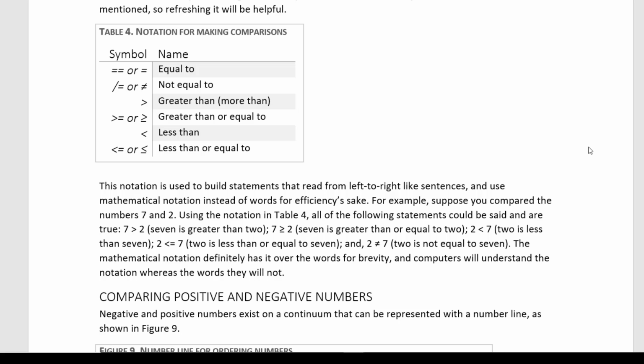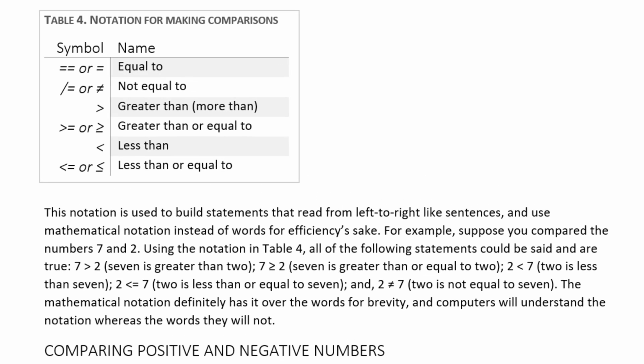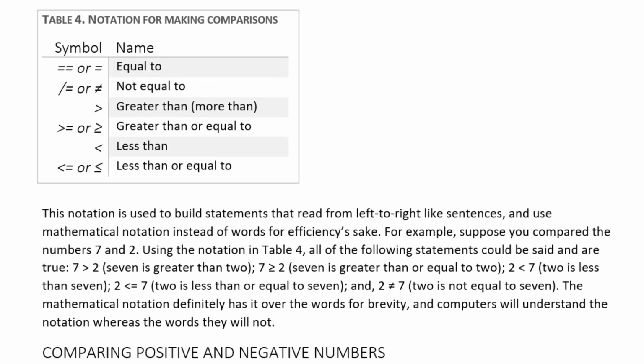Why do we need to know this notation? This notation is used to build statements that read from left to right like sentences and use mathematical notation instead of words for efficiency's sake. For example, suppose you compared the numbers 7 and 2. Using the notation in table 4, all of these following statements could be said and all are true. 7 is greater than 2. You could say that quite simply in the notation with just 3 symbols.